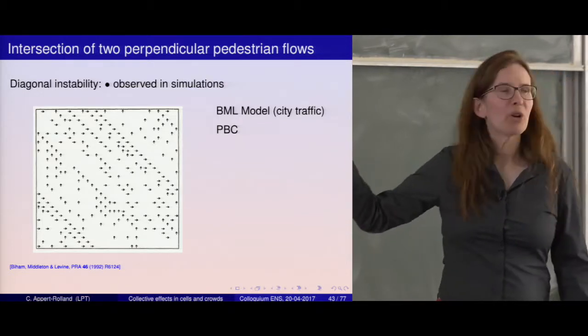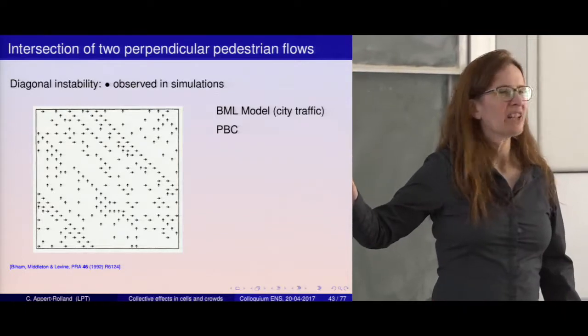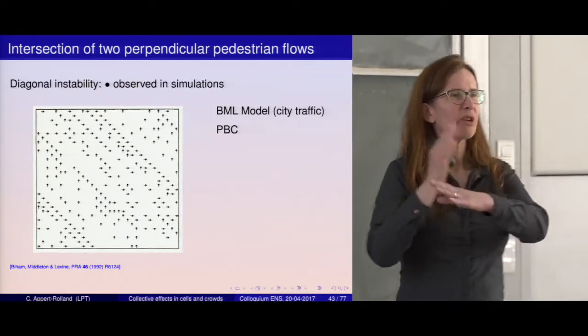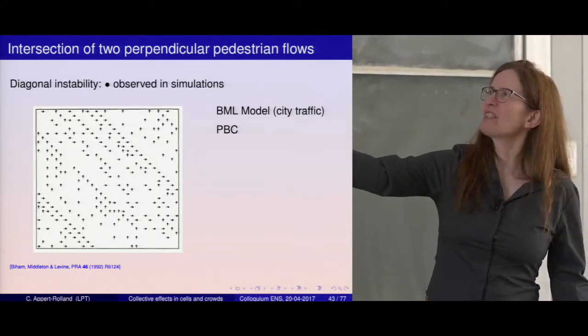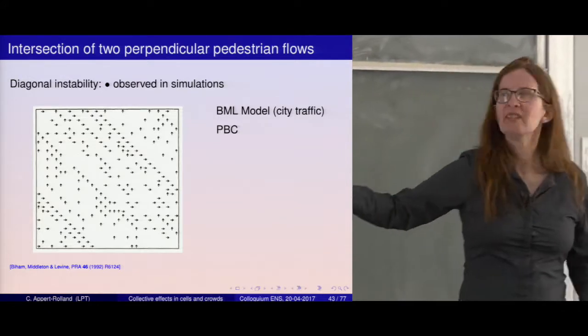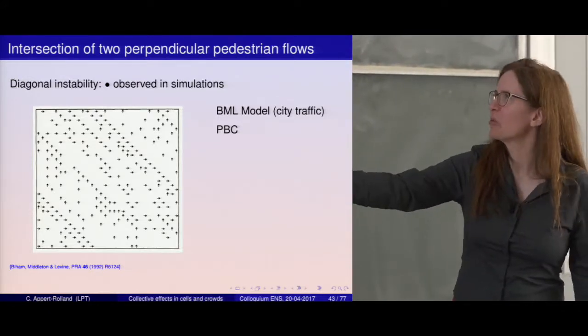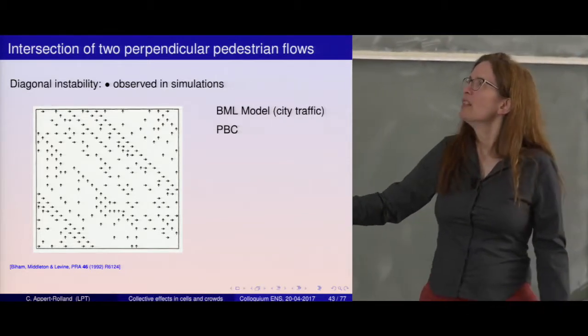There were also some models for city traffic. This is in a Manhattan-like city where you have perpendicular roads. And it's very idealized because people go only east and north. But then they again find this kind of stripes. I don't know if you can see it. It's very small, the roads. But there are, again, some diagonal stripes.